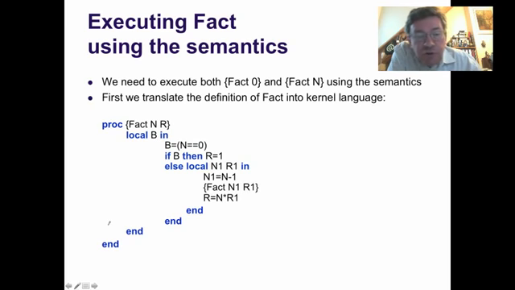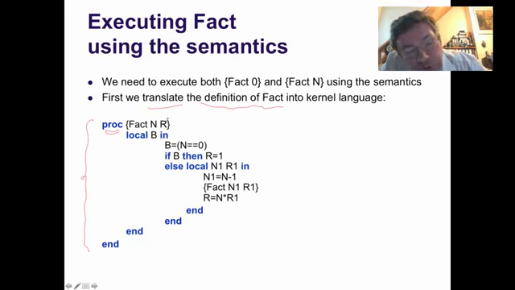So the first thing to do is to translate the definition of factorial into kernel language. So here it is. The function has become a procedure. We've introduced identifiers. The R here, which is the result of the function, becomes an argument of the procedure. Also, in the if statement, an if in the kernel language must use an identifier as an argument, it cannot use an expression, so we have to introduce this identifier b.